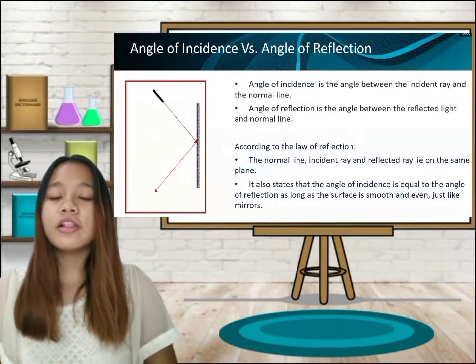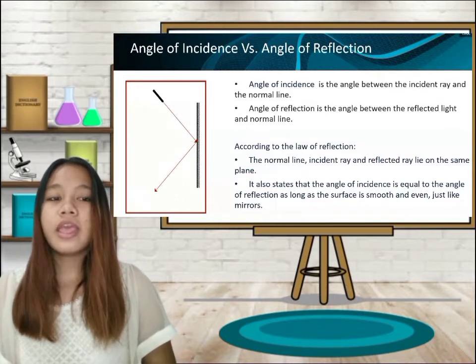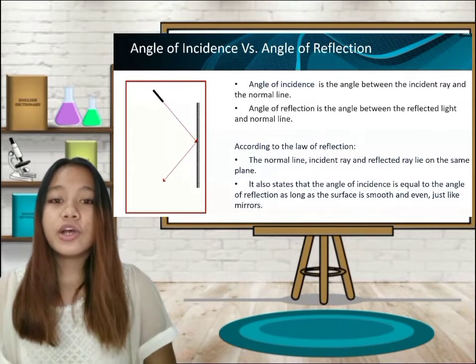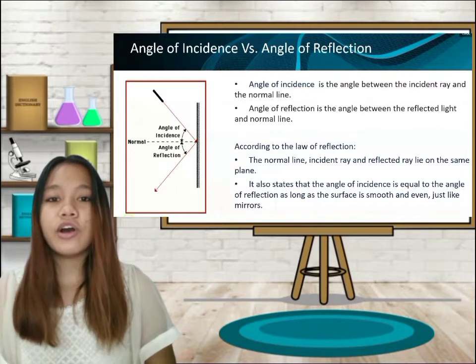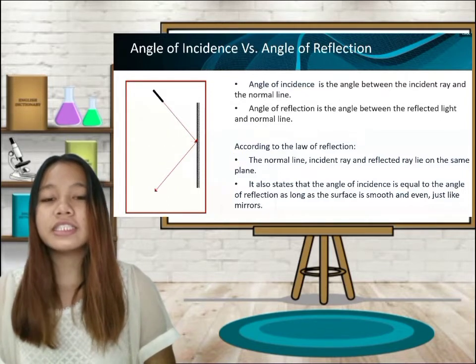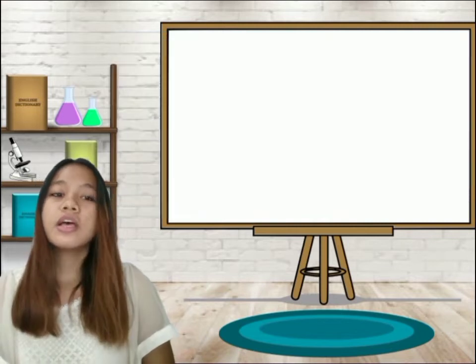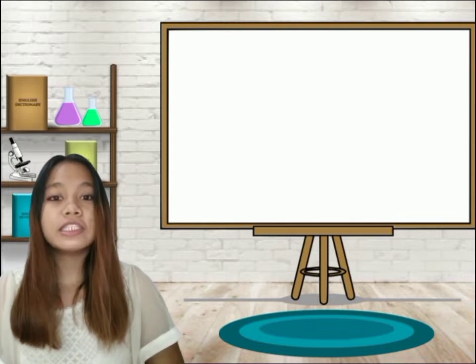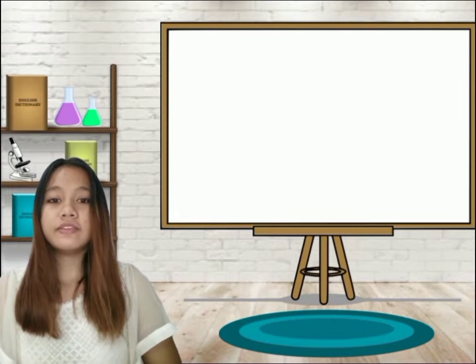According to the law of reflection, the normal line, incident ray, and reflected ray lie on the same plane. It also states that the angle of incidence is equal to the angle of reflection as long as the surface is smooth and even, just like mirrors. So this law of reflection only applies to plane mirrors, which have smooth surfaces.